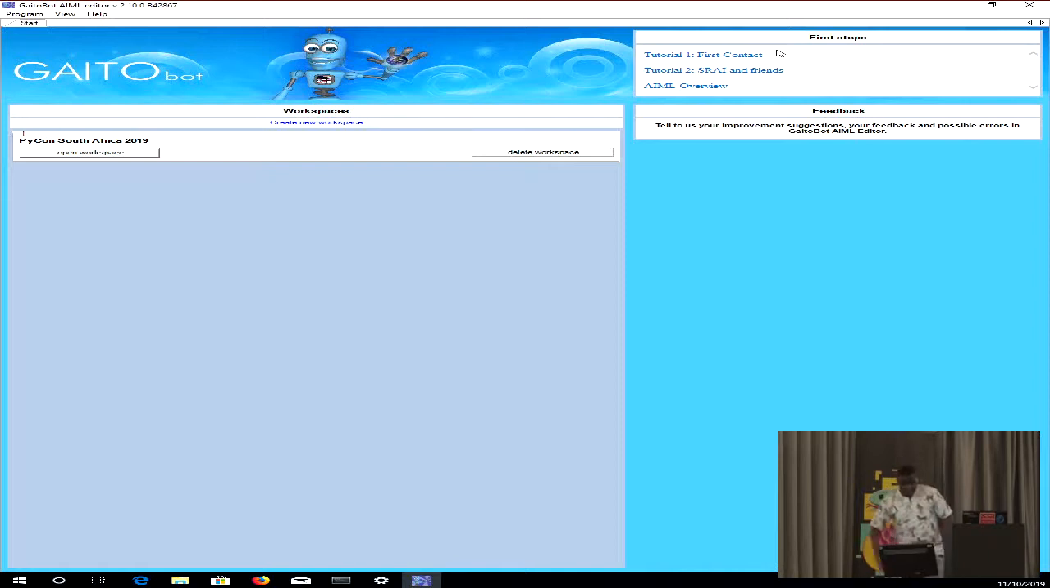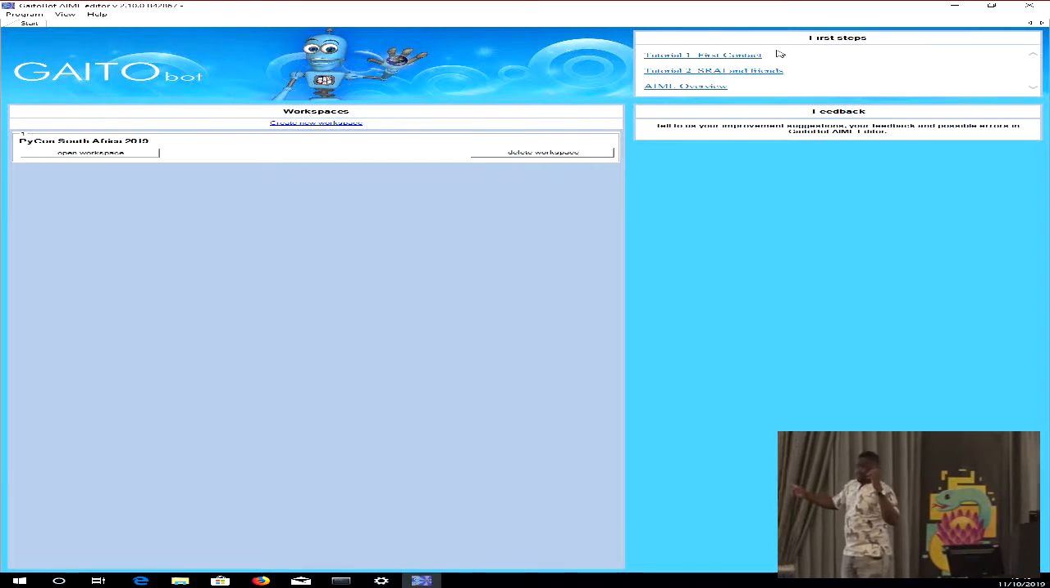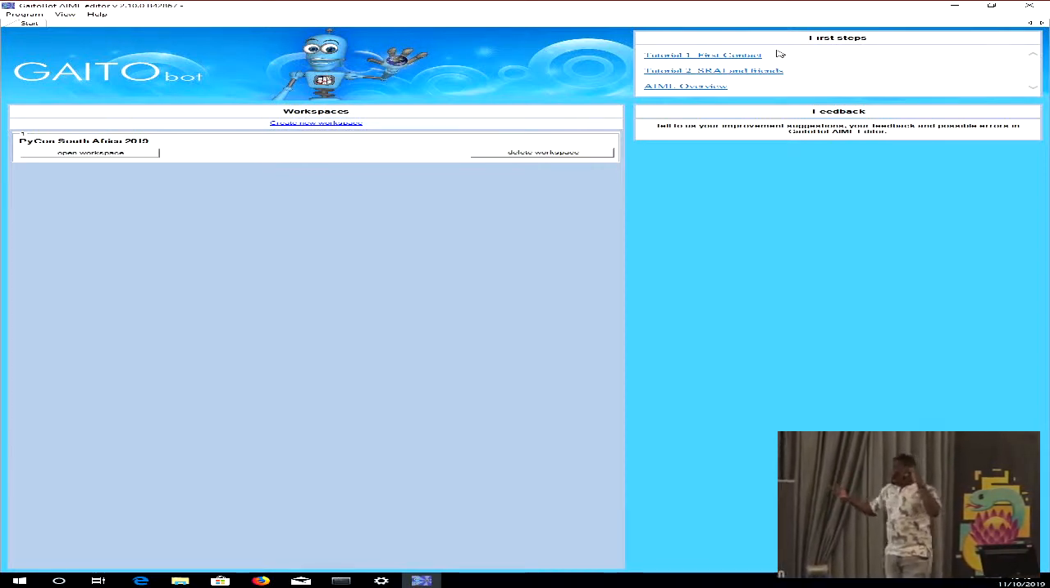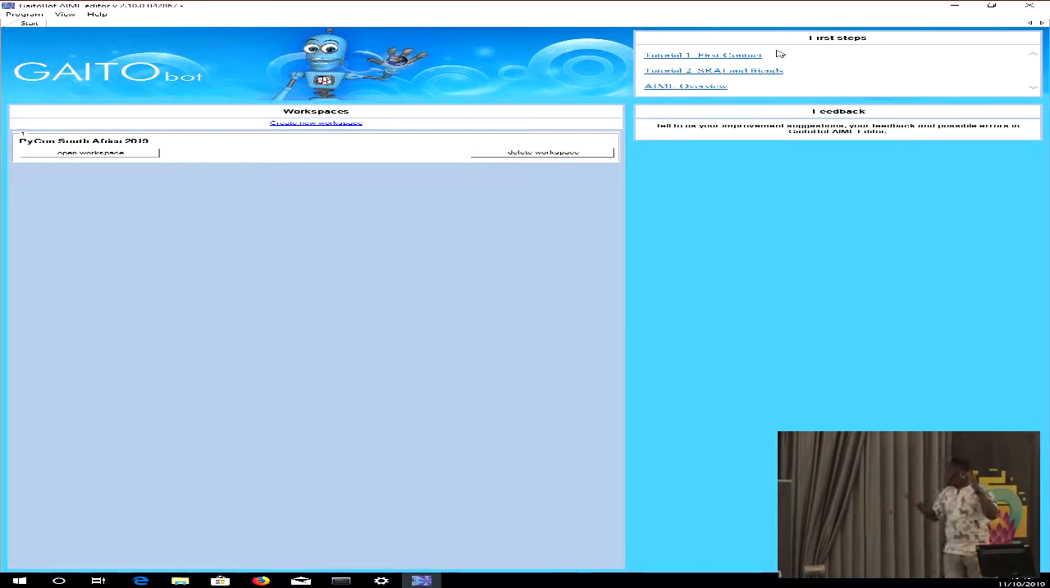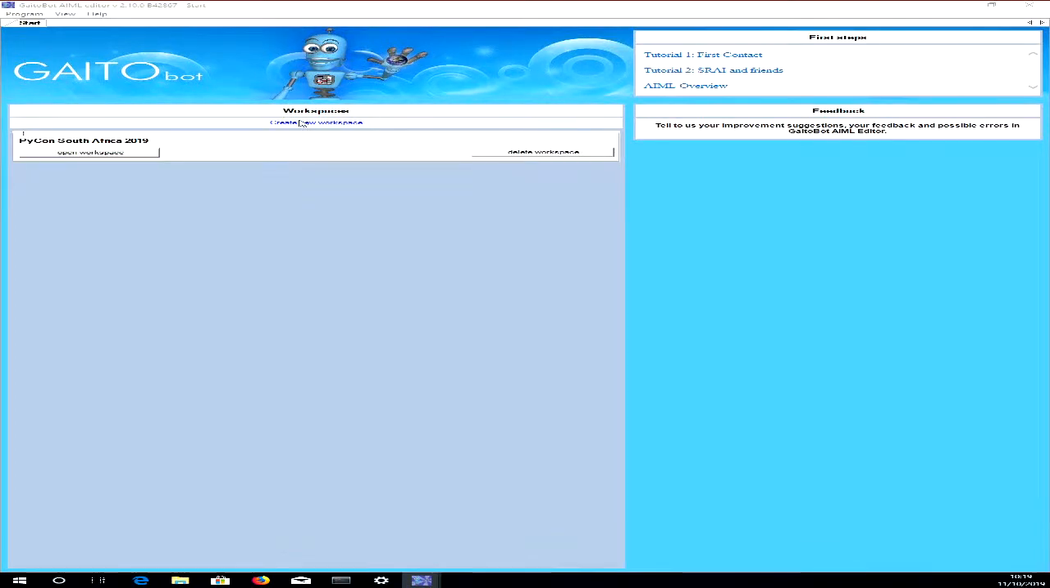This is a framework for AIML. It uses the editor for you to develop an AIML chatbot. You use this editor. As you can see there, there's a place to create a new workspace. So you just click on it.